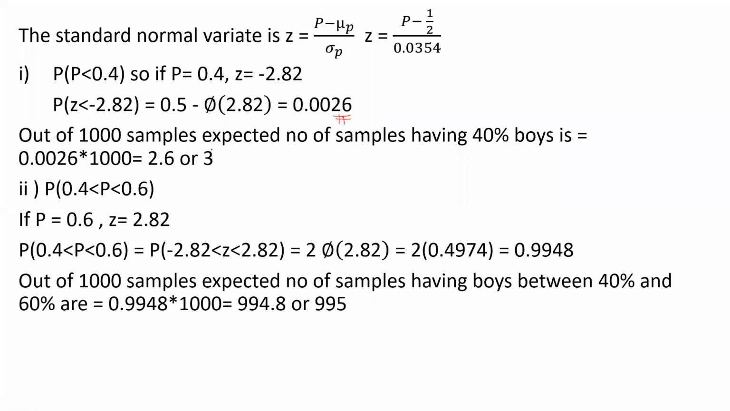So earlier we got 2, but here I'm getting 2.6. So I've taken as 3. So that kind of error is possible. Doesn't matter.